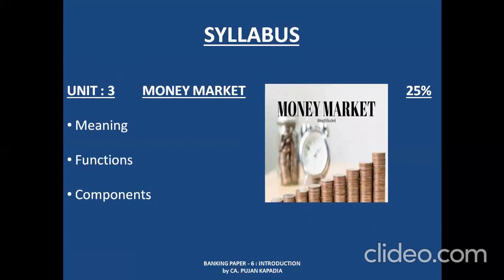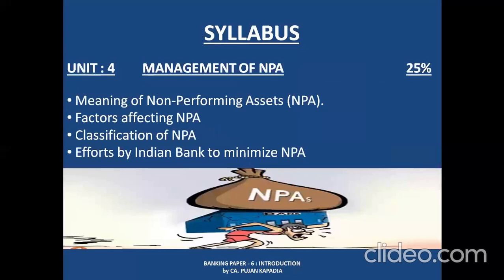As I said, a short-term financing instrument, the maturity of which can be maximum up to 1 year, is known as a money market instrument. The fourth topic is management of NPA. If any account stays overdue for more than 90 days, it is going to be classified as a non-performing asset, under which we are going to study the meaning, the factors, the classification, and the efforts to reduce NPA, the weightage of which is 25%.